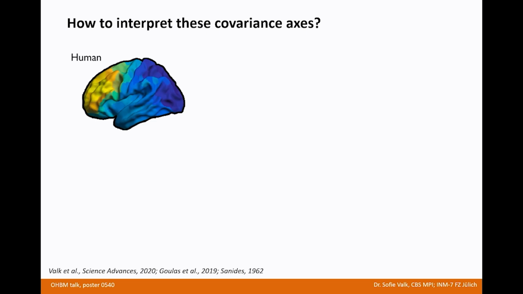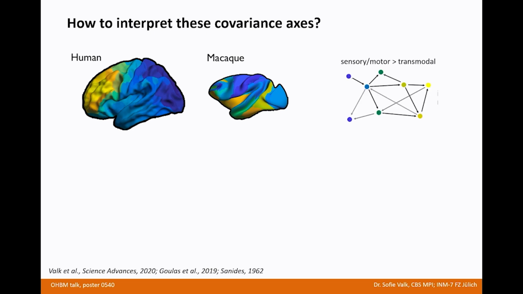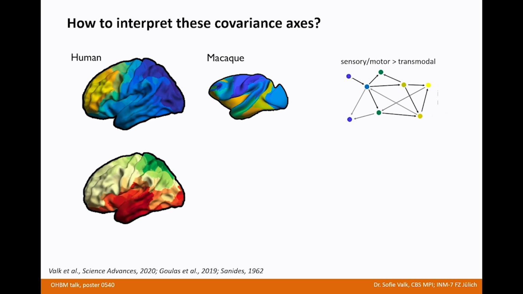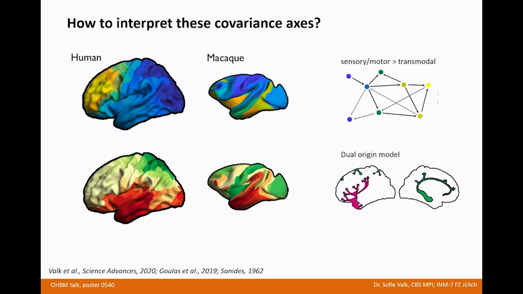On the one hand, you can see this posterior-anterior pattern that is present in humans and macaques, and it has a genetic origin, as a pattern differentiating sensorimotor from transmodal areas, also linked to development. On the other hand, this inferior-superior pattern, which is also present in macaques, may relate more to the theory of dual origin, showing the waves of laminarization from olfactory and hippocampal areas.